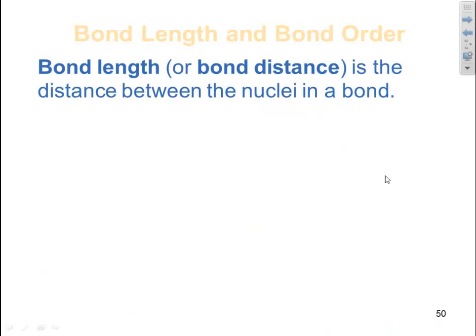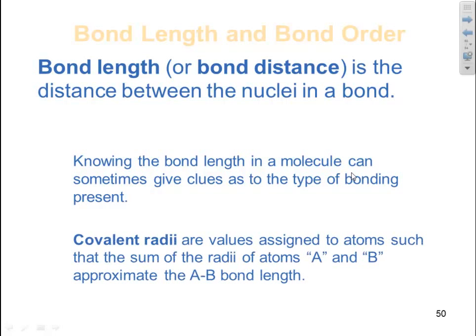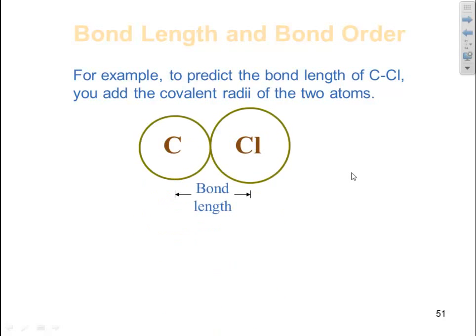Bond length, or bond distance, is the distance between the nuclei in a bond. Knowing the bond length in a molecule can sometimes give clues as to the type of bonding present. Covalent radii are values assigned to atoms such that the sum of the radii of the atoms A and B approximates the AB bond length. For example, to predict the bond length of carbon and chlorine, you add the covalent radii of the two atoms.